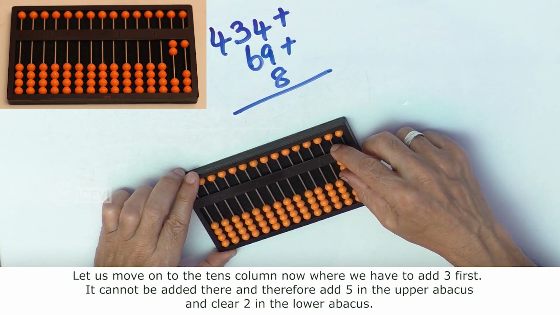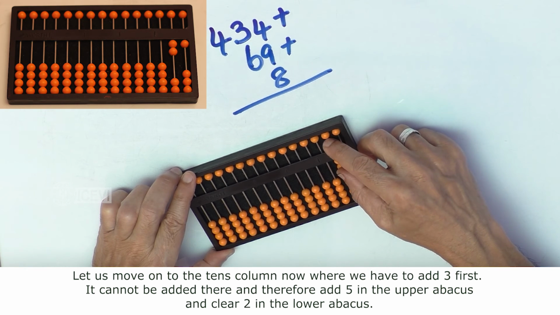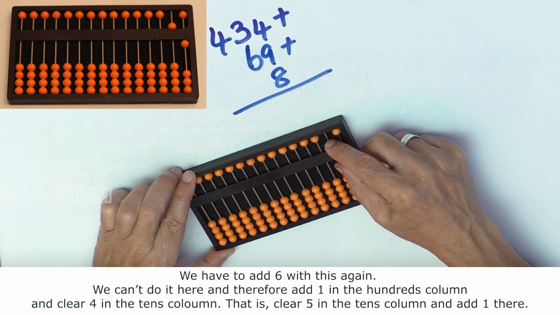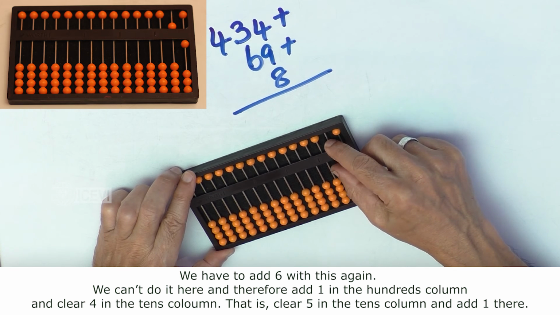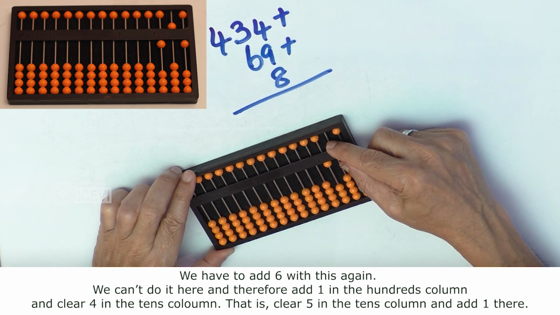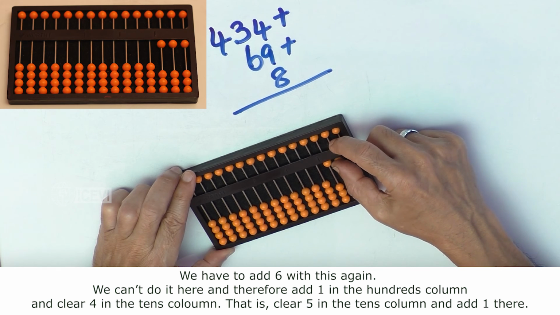Let us move on to the tens column now, where we have to add the number 3 first. It cannot be added there and therefore add 5 in the upper abacus and clear the already available 2 in the lower abacus. Now we have to add 6 with this again. We can't do this and therefore add 1 in the hundreds column and clear 4 in the tens column. That means clear 5 in the tens column and add 1 there.